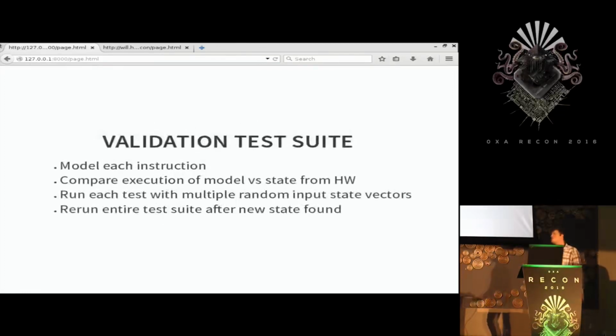And I strongly recommend building a validation test suite, and that's model each instruction, and then what you do is you have the test suite run such that it compares the execution of the model versus the execution in the hardware. You should run each test with multiple random input vectors and make sure that you're always predicting the correct output. And something that's really important to do is make sure that you're not trying to predict the entire state, just predict the differentials.